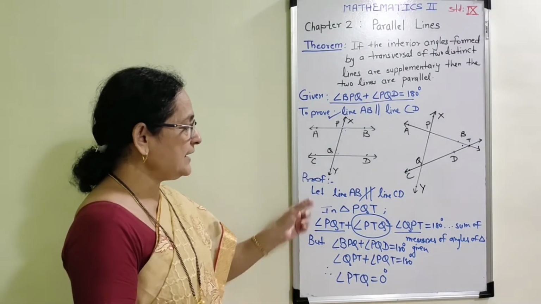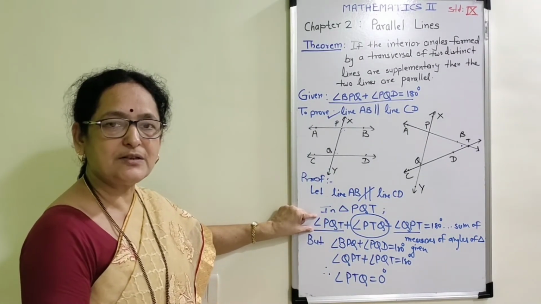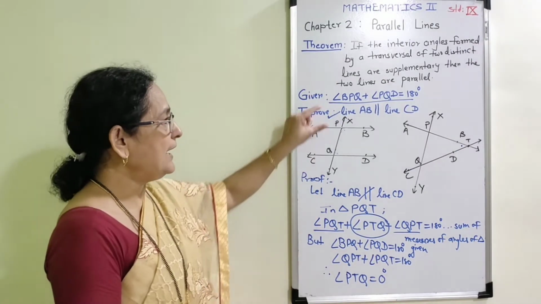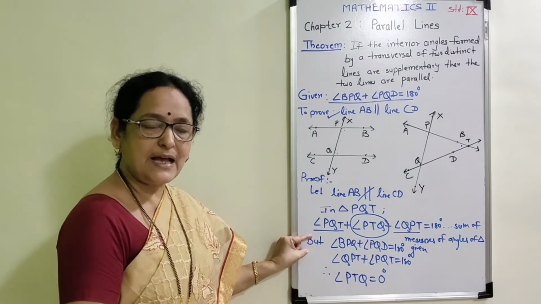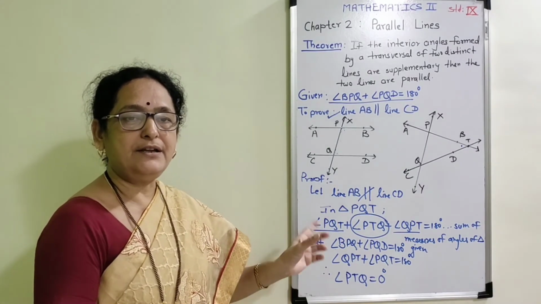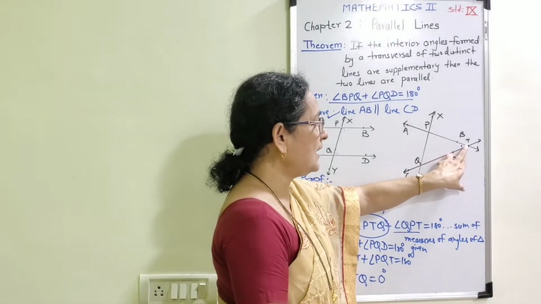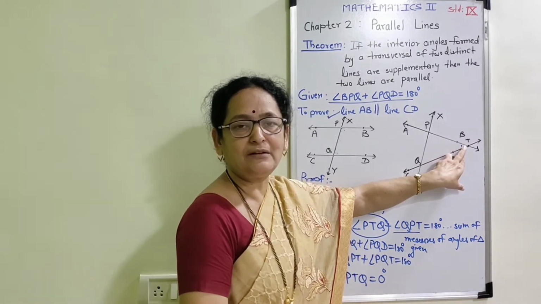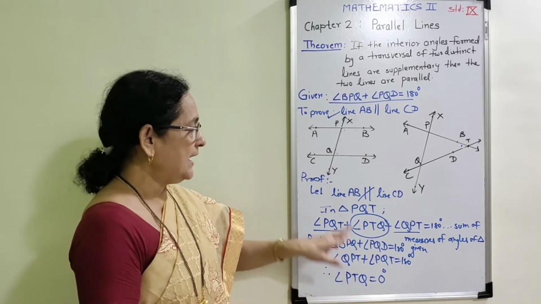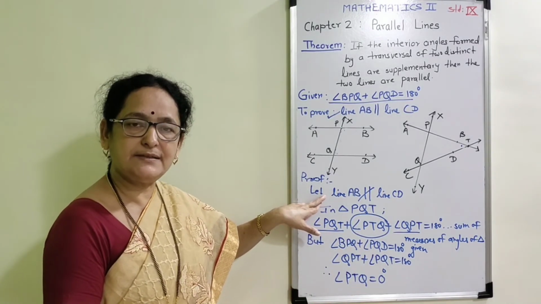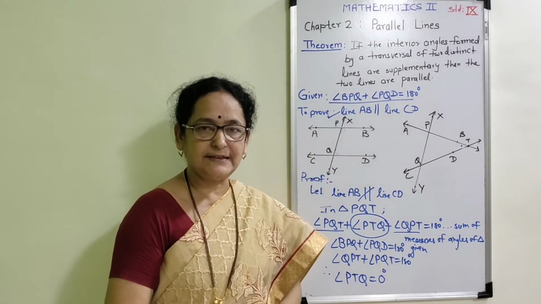Try to get it easily, that we have used only two properties. Sum of measures of angles of a triangle is 180 degree, and a given statement that the interior angles are supplementary, and therefore addition of only two angles is 180, and therefore we get a contradiction that the measure of this remaining third angle is equal to 0. This is a contradiction which is not possible, and we reach the contradiction since our assumption is wrong, and therefore line AB is parallel to line CD.